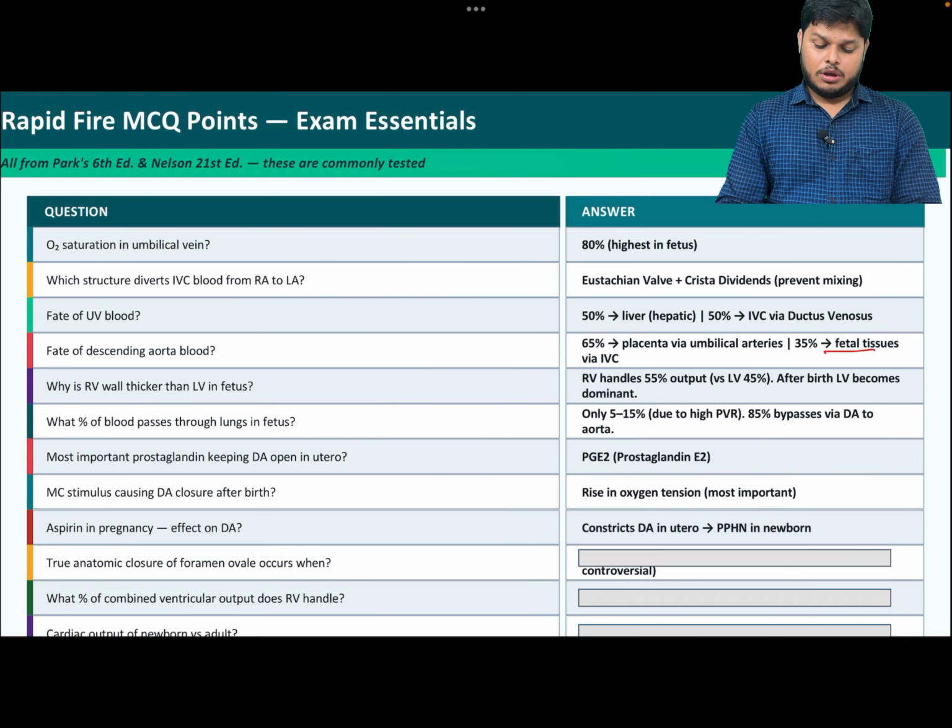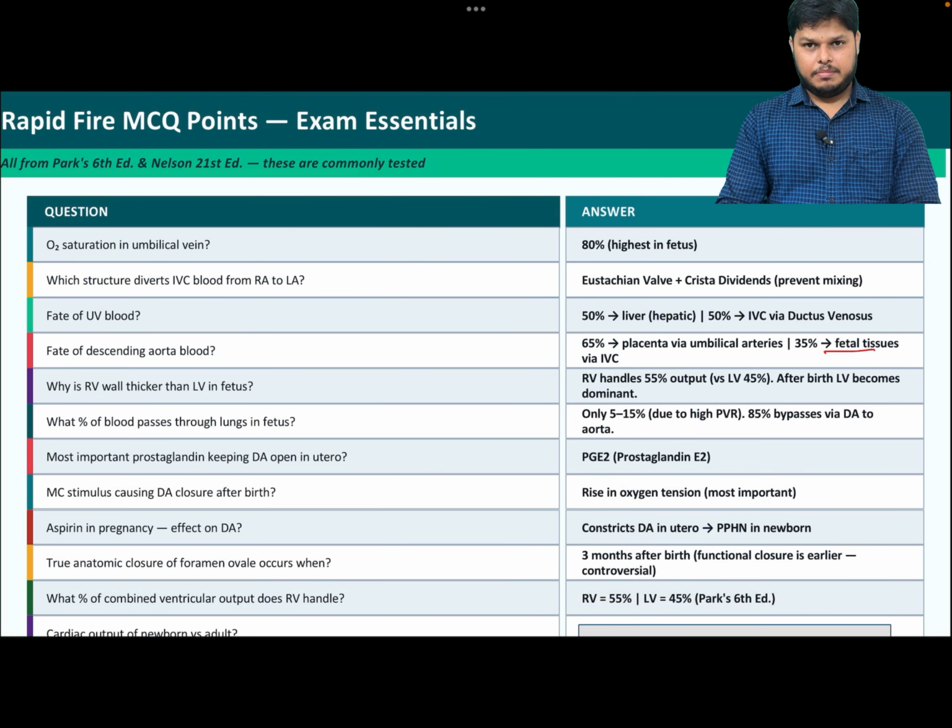True anatomic closure of the foramen ovale occurs in 3 months after birth. I said that controversial part. What percent of combined ventricular output does the right ventricle handle? 55. Cardiac output in newborn versus adult. Remember, 350 ml per kg in newborn versus 75 to 80 ml per kg in adults.